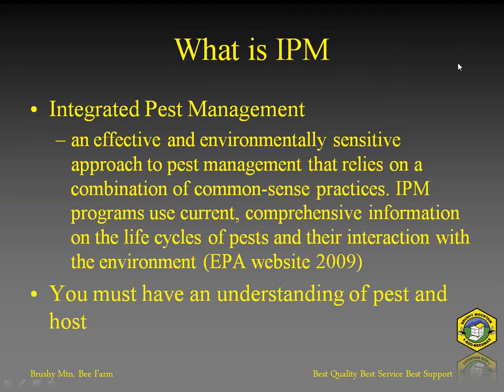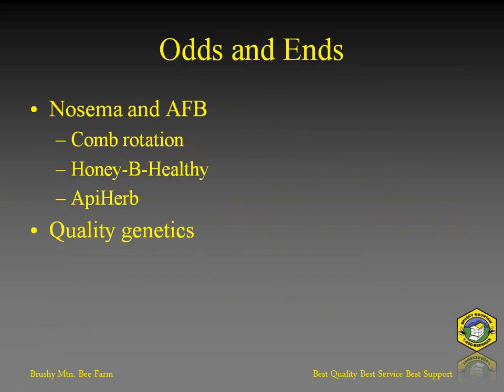Let me just clear some things out of my way. All right. Now, I mentioned that we're going to focus on small hive beetle and varroa, but I do want to just mention a couple things here. Again, I'm not going to spend a whole lot of time, but Nosema and AFB, that's American foulbrood, always have some questions associated with them.